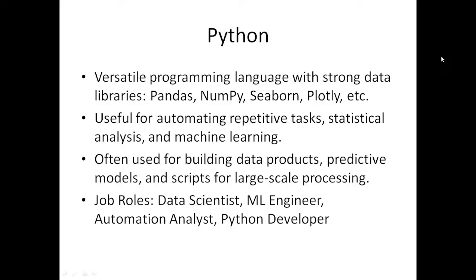Why is it so? For example, if there is a candidate who has decided to switch to the IT field and does not have time to learn C and C++ programming languages, which are the base of software development, in that case, if he directly starts learning Python, it is an easy-to-adapt language. It is easy to adapt means he can easily adopt it, like we speak normal English, in the same way it is the case with Python. It is often used for building data products, predictive models, and scripts for large-scale processing.